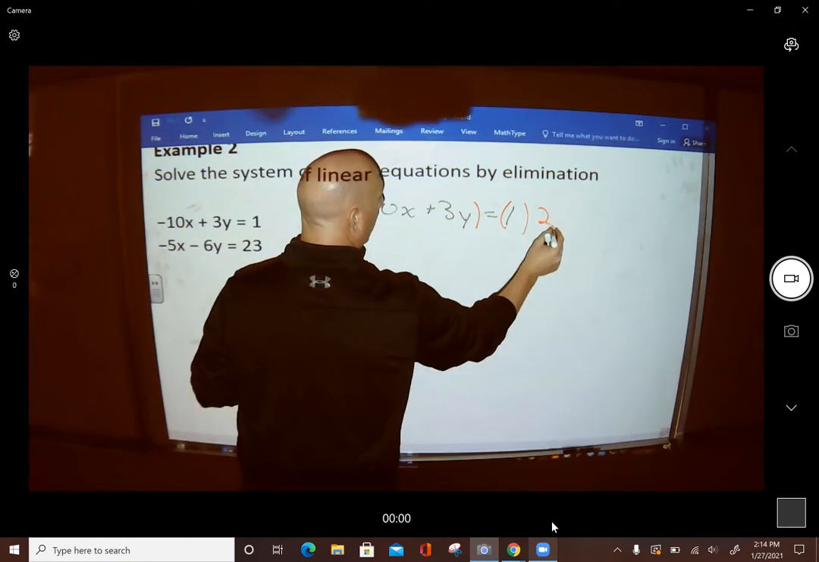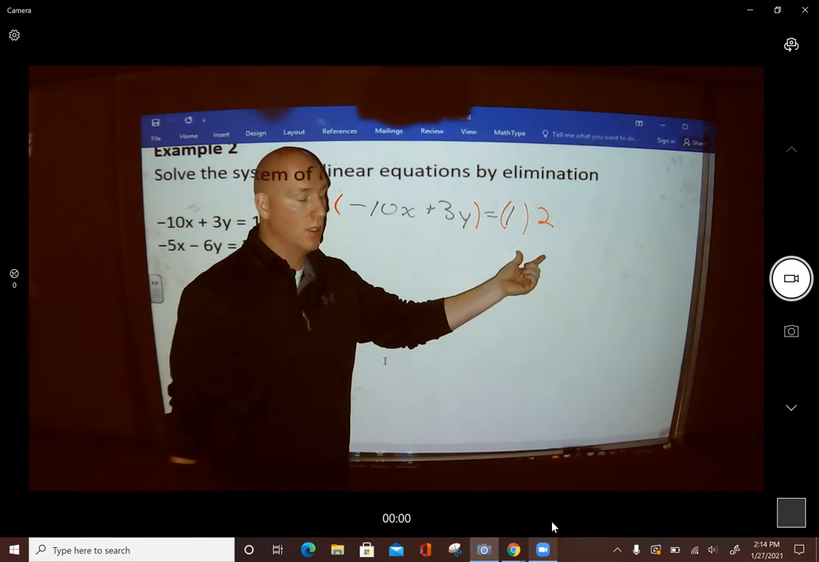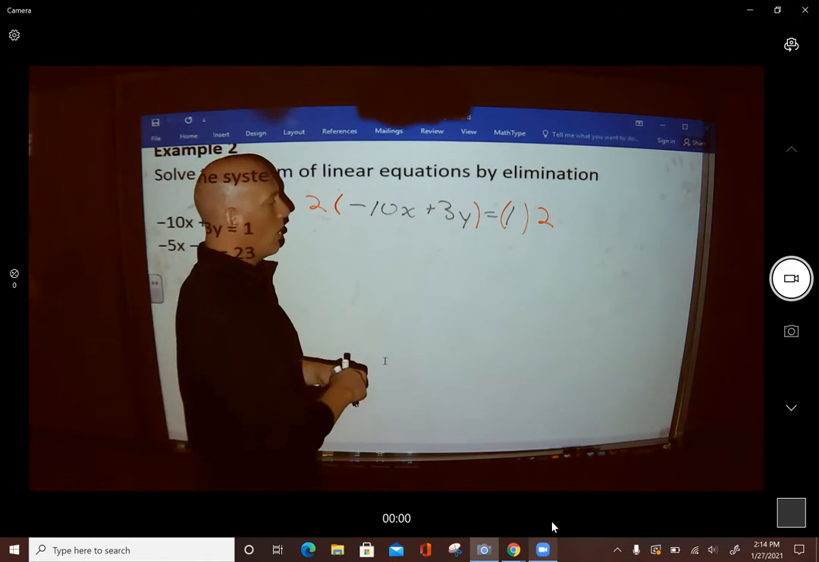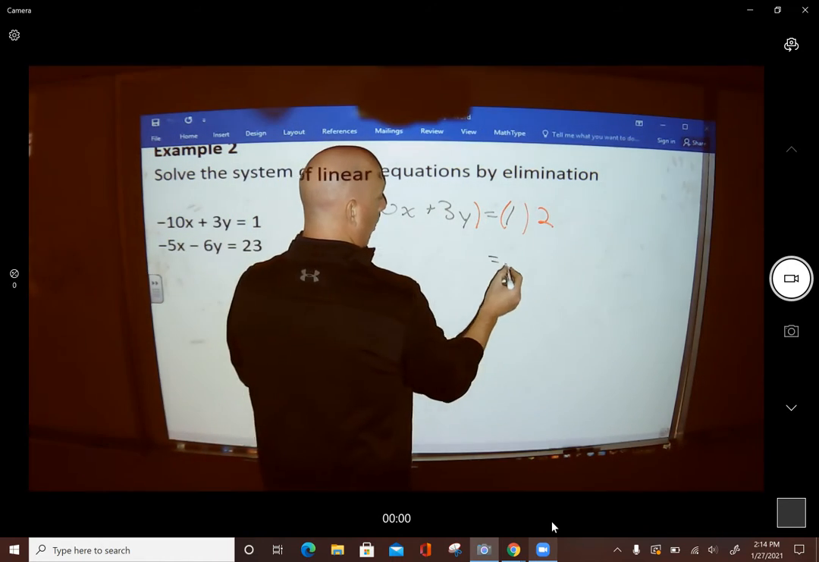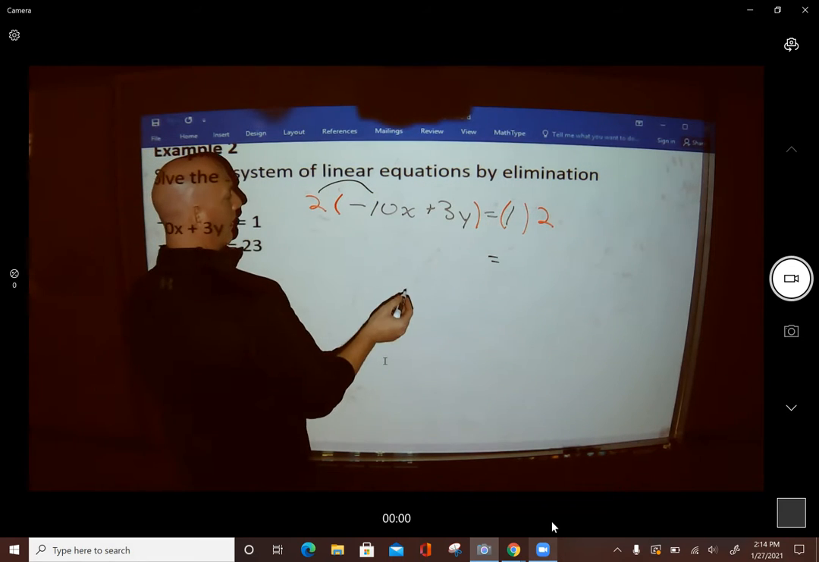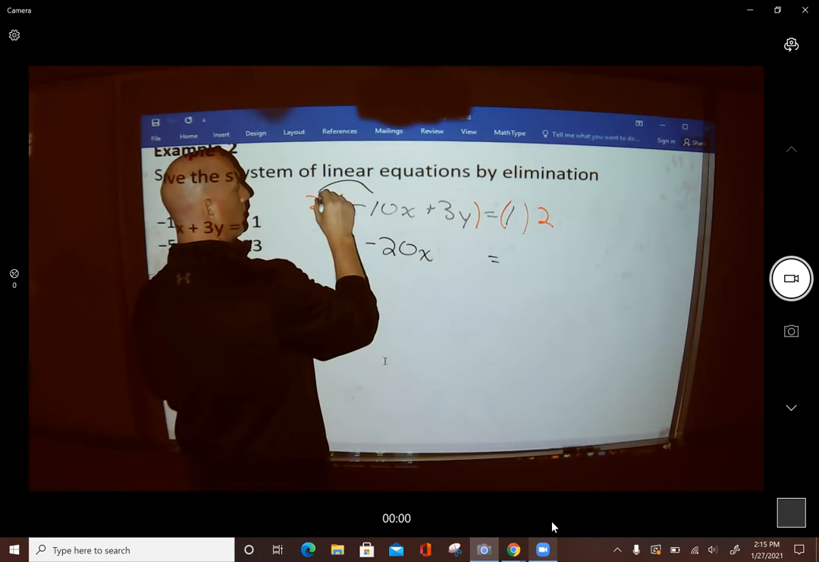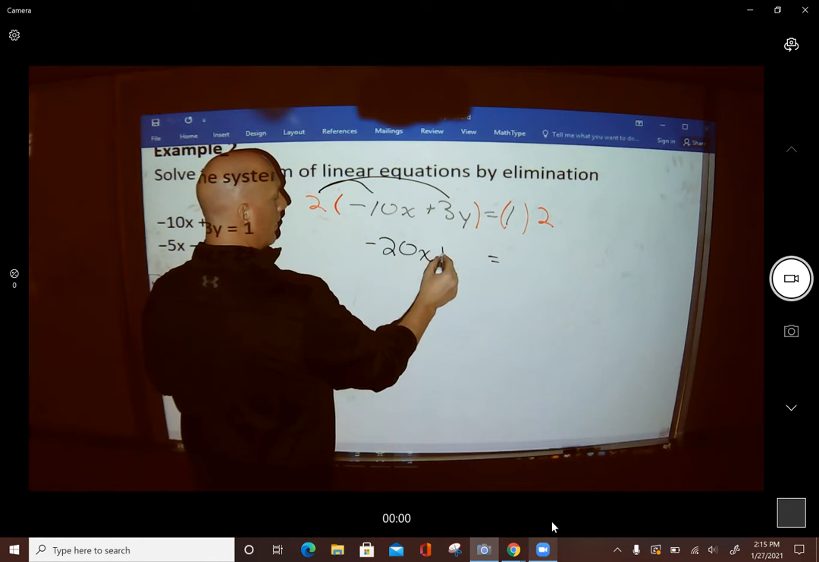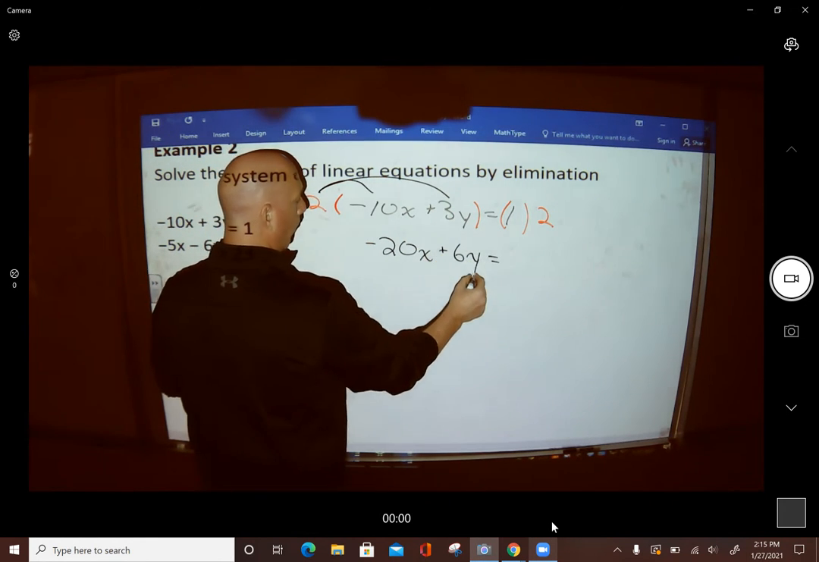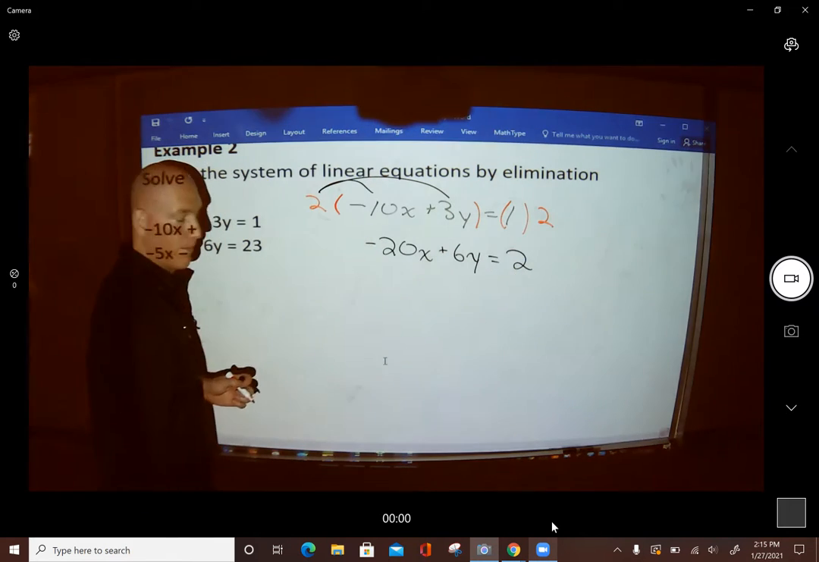And this is no different than what we've been doing to solve equations. We've always been allowed to multiply both sides of an equation by the same number, and we know the results are equal, okay? So 2 times -10x is -20x. 2 times 3y is 6y. 2 times 1 is 2.